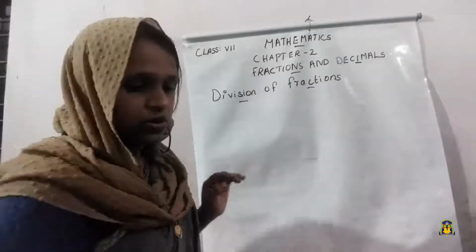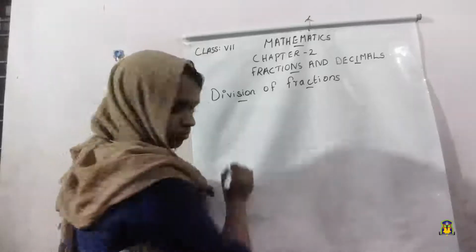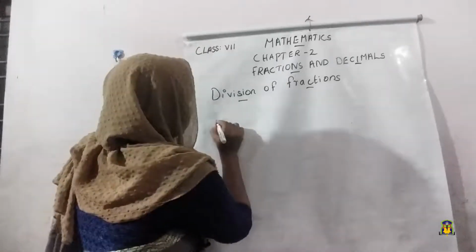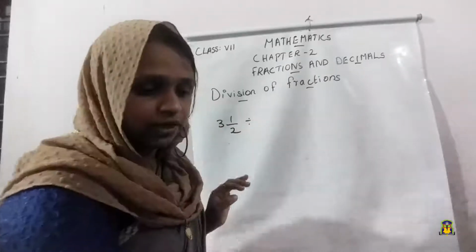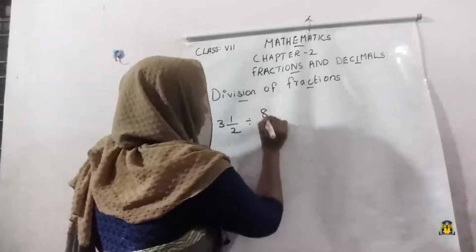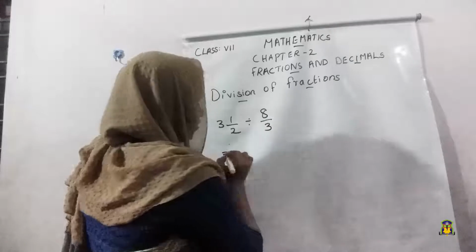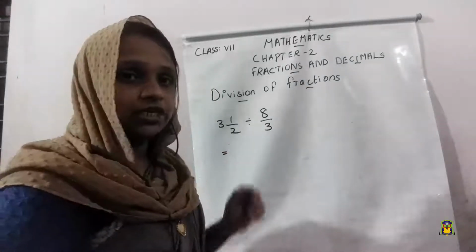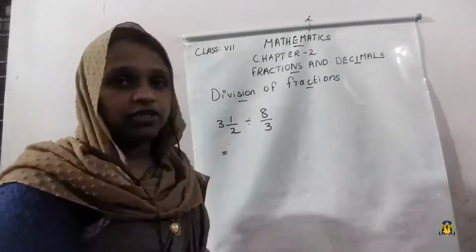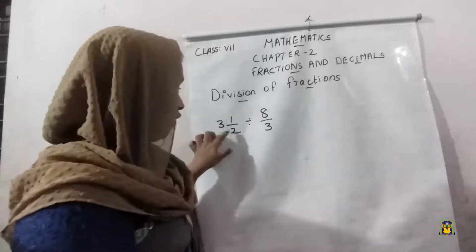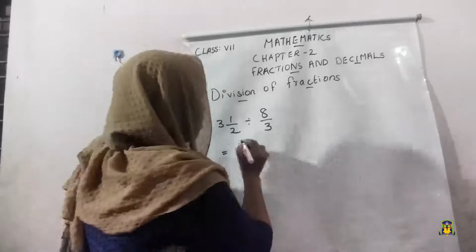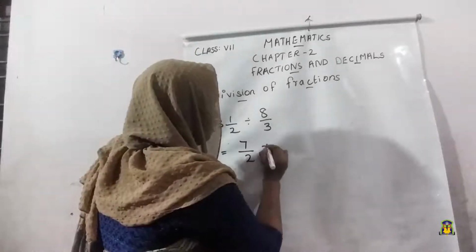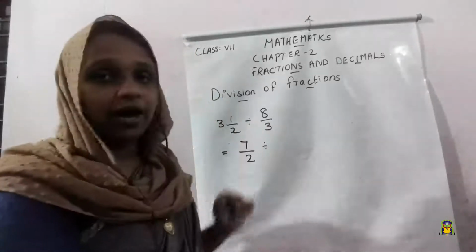Then, next question. Three and 1 by 2 divided by 8 by 3. So here also we want to change the mixed fraction, isn't it, to improper fraction. So 3 into 2, 6. 6 plus 1, 7. So 7 by 2 divided by 8 by 3.